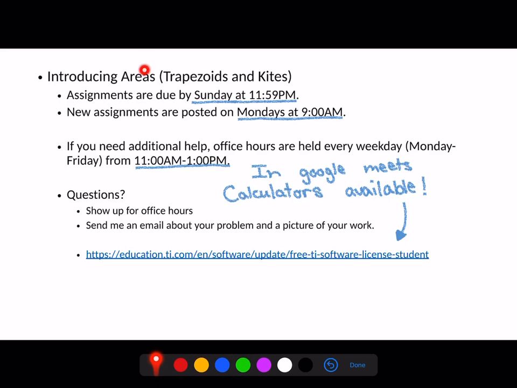Just a reminder that all assignments are due by Sunday at 11:59 p.m. Again, that's three things that are due by that time. You've got your 2 homework assessments that are both found in the Schoology folder for practice. And then you also have your 1 assessment that's found in the assessment folder that is also due by 11:59 p.m. on Sunday. New assignments are posted every Monday at 9 a.m. for you guys, so make sure that you go ahead and check those out.